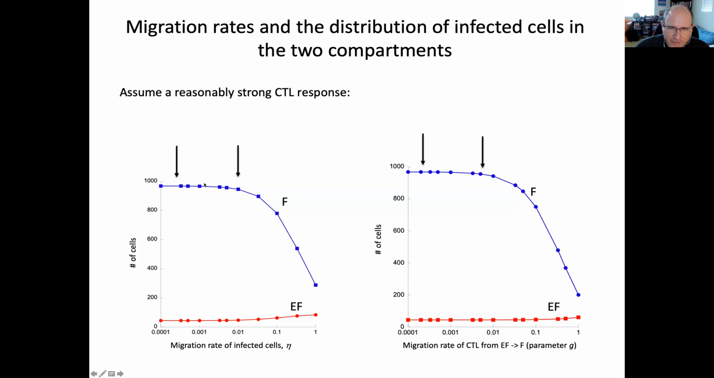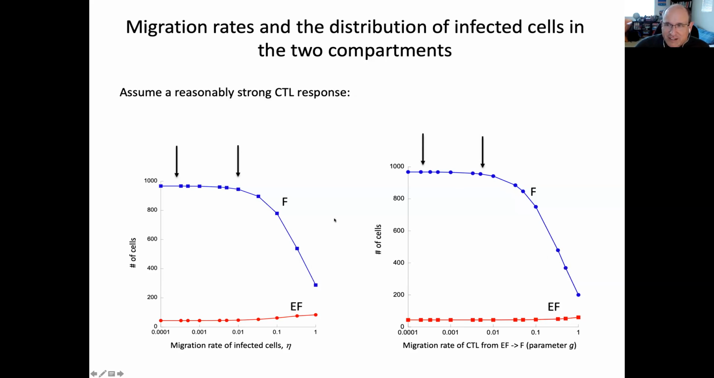And as long as the migration rate is relatively low, there's a lot of virus in the follicular compartment. If you now increase the amount of mixing, which is probably less biologically realistic, then the amount of virus in F goes down due to the increased mixing. It's simply that cells migrate between compartments, and more virus in the F compartment gets attacked by the CTL, and you get lower and lower infected cells in the F compartment.